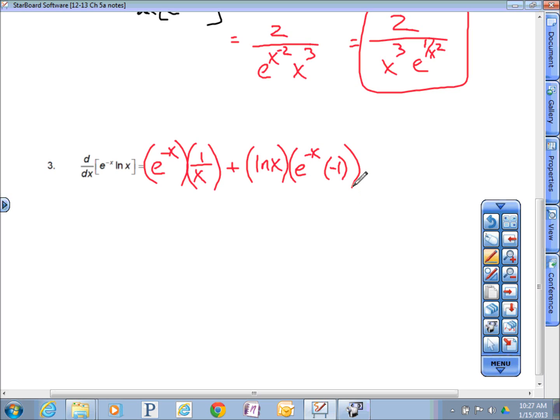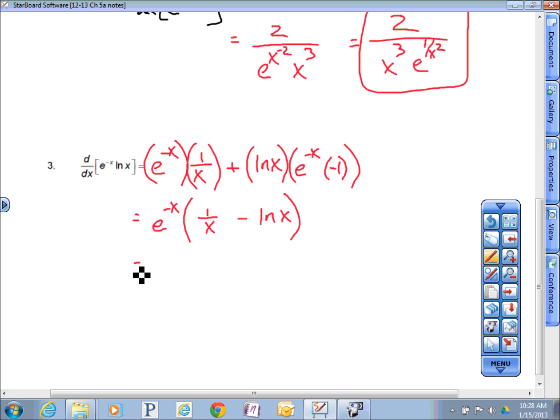As I look at this, one of the things you're going to start to see a pattern of is that every time you have e's involved in a product rule or a quotient rule, you're going to have common terms. I notice that there are 2 terms written in red. They both have an e to the negative x in common. So let's factor out an e to the negative x from both of those terms. First term will leave me 1 over x. Second term, whoops, sorry, it won't be plus. Looks like it'll be minus natural log of x.